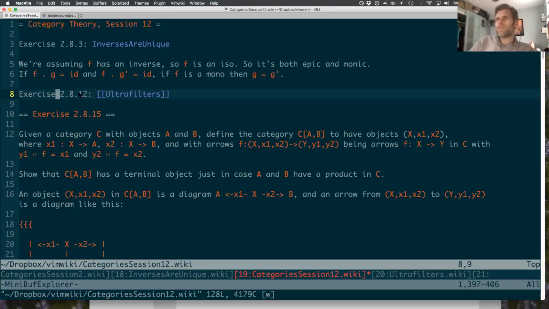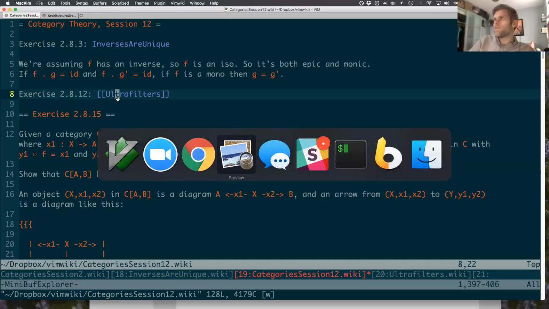So then exercise 2.8.12. These ones I'm listing here are ones for which the answer is not given in the book. For the ones where the answer is given in the book, I feel that the answers are pretty good, and we can just study those on our own, unless there are some that you want to go over specifically. But yeah, so exercise 2.8.12 says, prove that, what does it say?